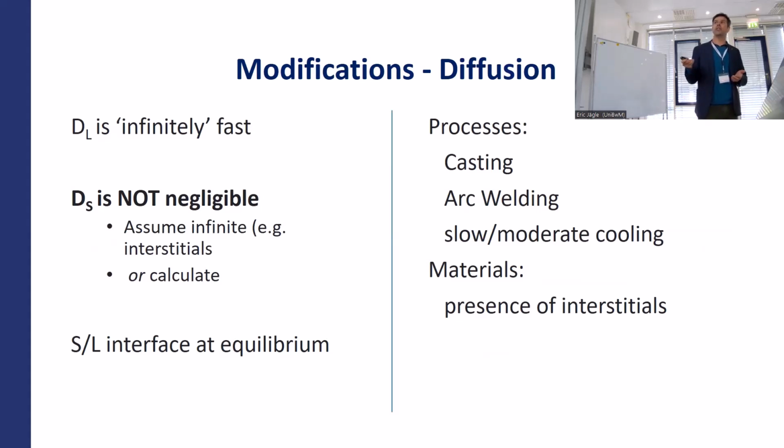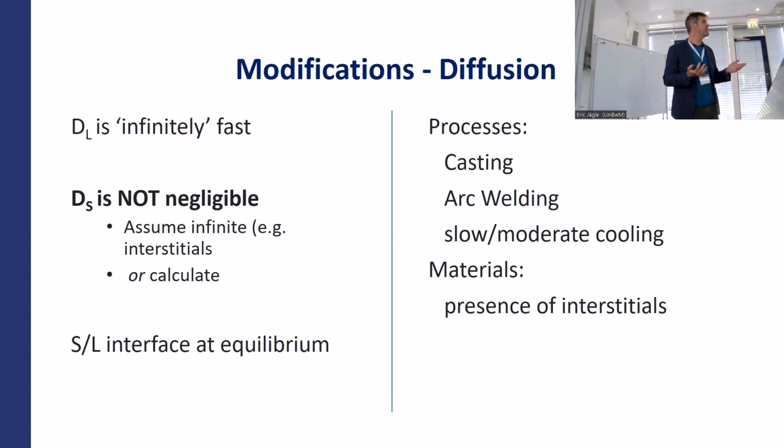So we say that diffusion in the solid is not negligible, and we have two versions of that. The simpler one that's been around for a long time is that diffusion in the solid is infinitely fast for certain elements. And the second one is that we actually quantitatively account, because we have the Dictra module and we have mobility databases, so we can quantitatively calculate diffusion in the solid phase. And this modification of the Scheil equation then basically expands the materials where it's applicable to materials that have fast diffusion in the solid phase.